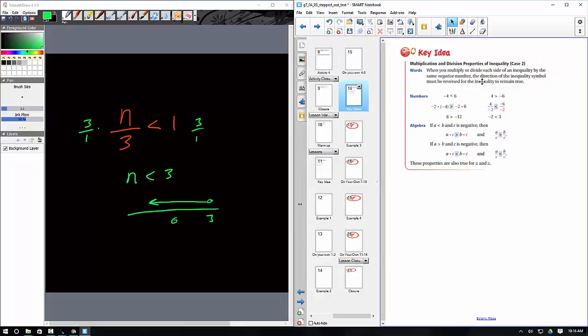This right here says multiplication, division, property of inequality, case 2. It says when you multiply or divide each side of an inequality by the same negative number, the direction of the inequality symbol must be reversed.